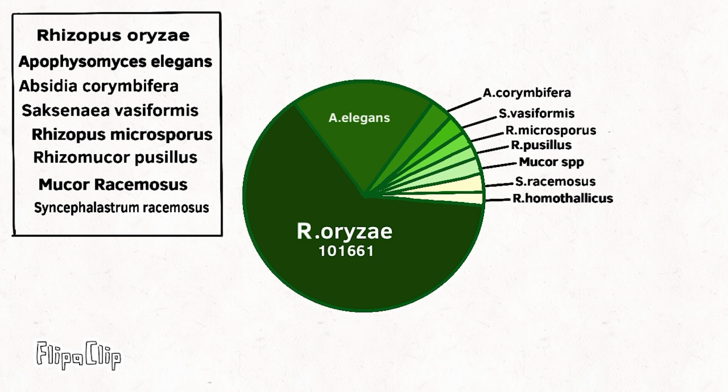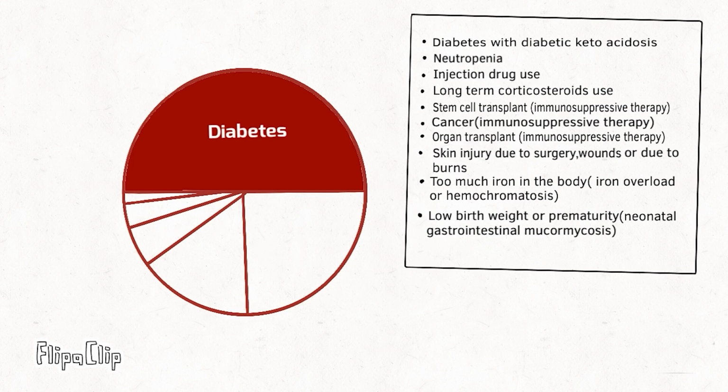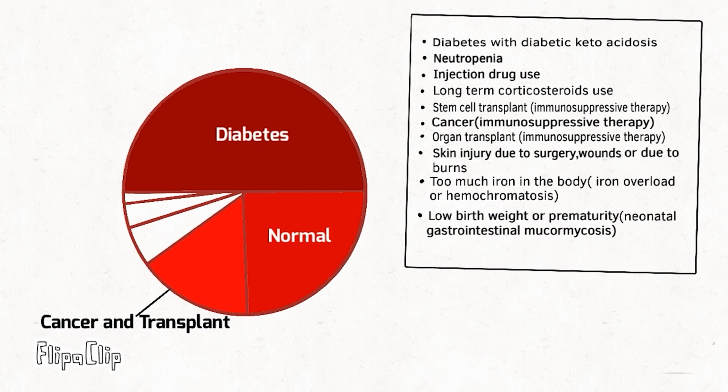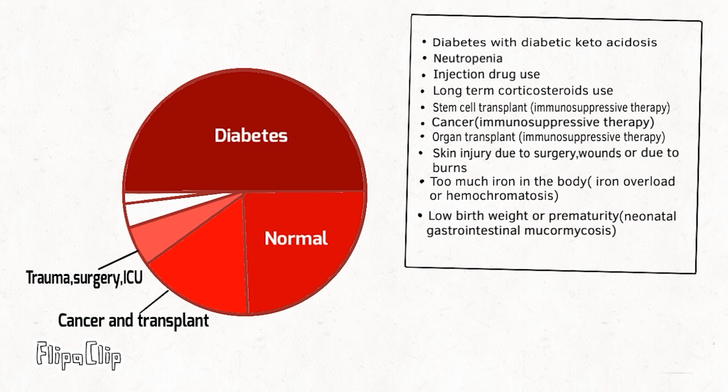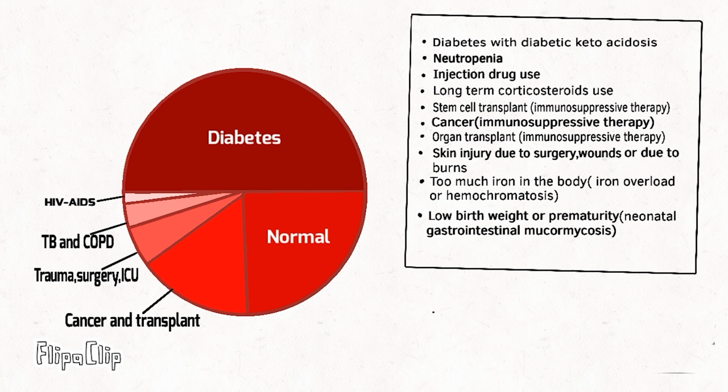Mucormycosis is an opportunistic fungal infection, and various underlying conditions can predispose the host towards infection. The various risk factors include diabetes with diabetic ketoacidosis, neutropenia, injection drug use, long-term corticosteroid use, stem cell transplant, cancer, organ transplant, skin injury due to surgery, wounds or burns, too much iron in the body, and low birth weight or prematurity.